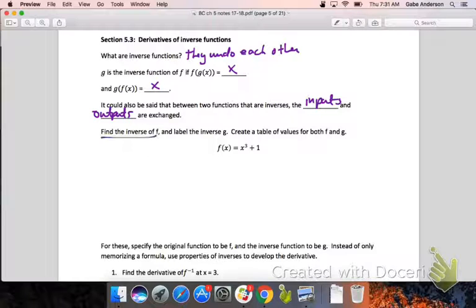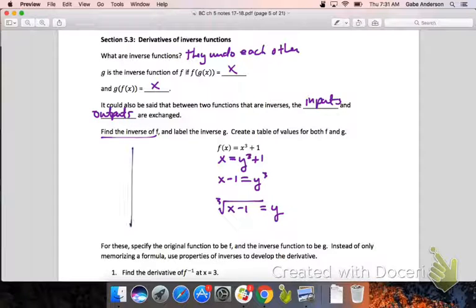So we're going to find the inverse of f. Let's do that first. If you remember, the way that you do that is you take your x's and your y's and you switch them around. So I would rewrite this as x equals y cubed plus 1, and then you solve for y. So x minus 1 equals y cubed, and then you would cube root both sides and get y equals the cube root of x minus 1.